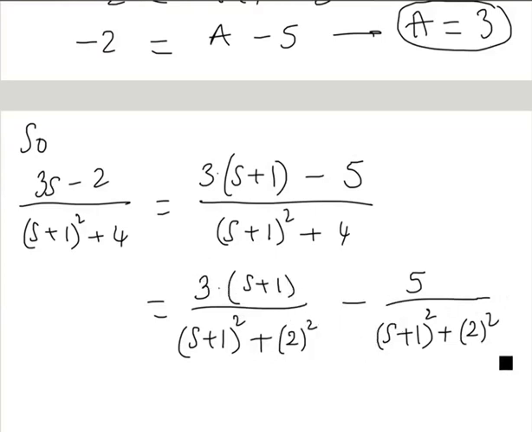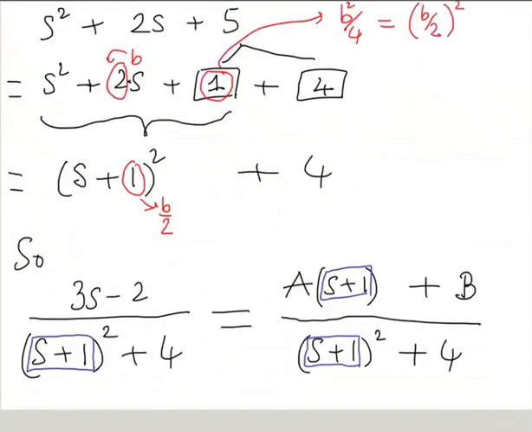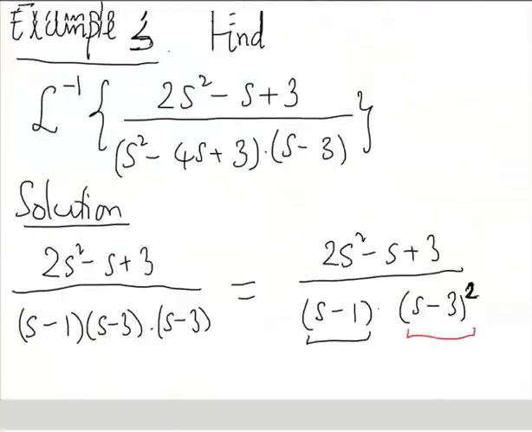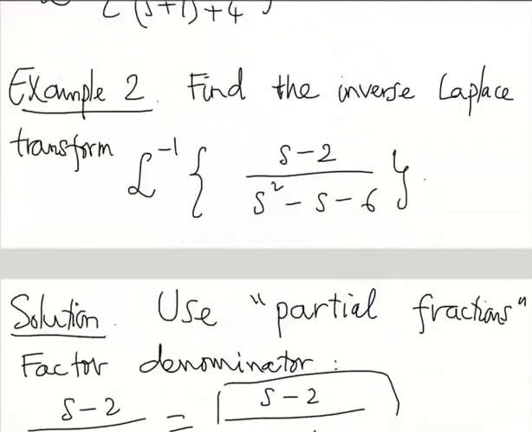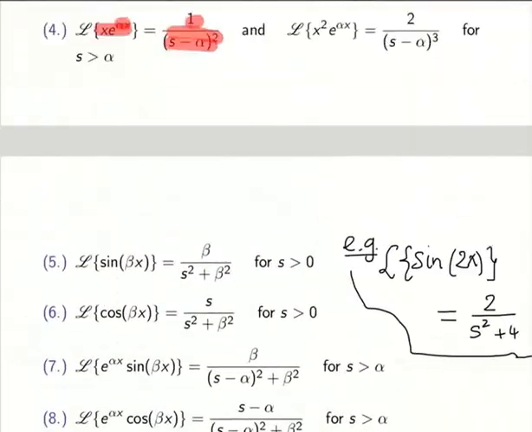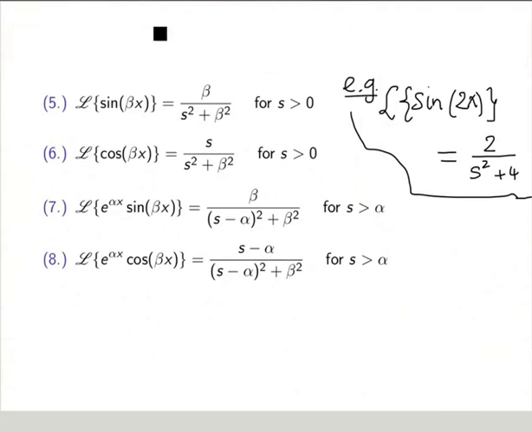I want to use the formula, and let me recall the formula that involves trigonometric functions and exponential right here. We have, for e to the alpha x and sine of beta x, beta over (s minus alpha) squared plus beta squared.